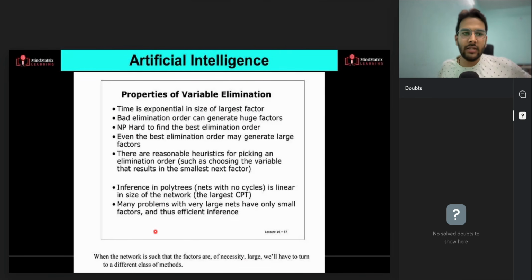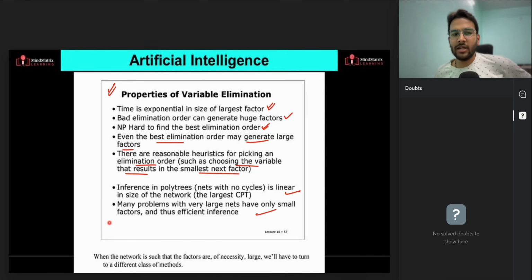Okay, so let's see this last slide. Properties of variable elimination. Time is exponential in the size of the largest factor. If it is a huge factor, it will be exponential. A bad elimination order can generate huge factors, so elimination order matters. It is an NP-hard problem to find the best elimination order. So there are some disadvantages also. Even the best elimination order may generate large factors. There are reasonable heuristics for picking an elimination order, such as choosing the variable that results in the smallest next factor. Other things are also there, but that is not very important for us.